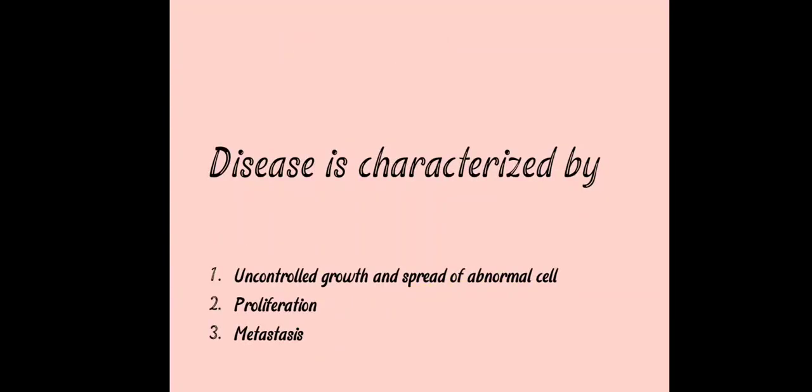So this disease is characterized by uncontrolled growth and spread of abnormal cells. Cells which mutate and become abnormal spread to different parts of the body. The second one is proliferation, rapid reproduction by cell division. That means there is rapid cell division, and there is no control on it. The third one is metastasis, the spread and transfer of cancerous cells from the region of origin to other areas, directly or indirectly through blood or whatever be the means.